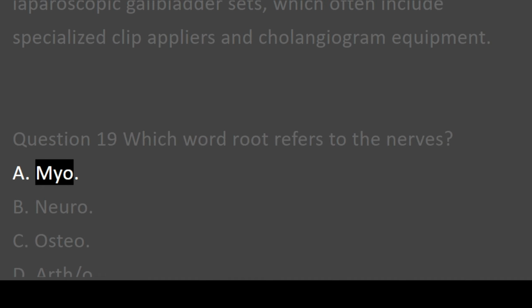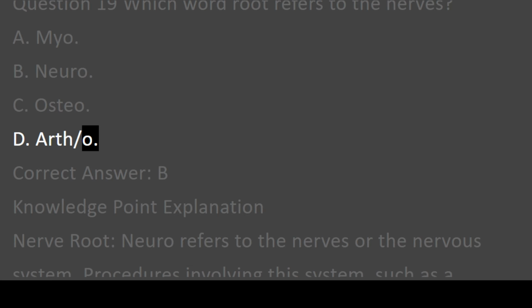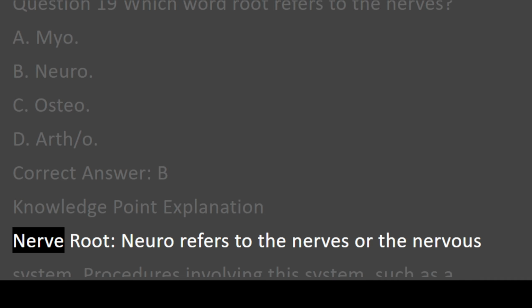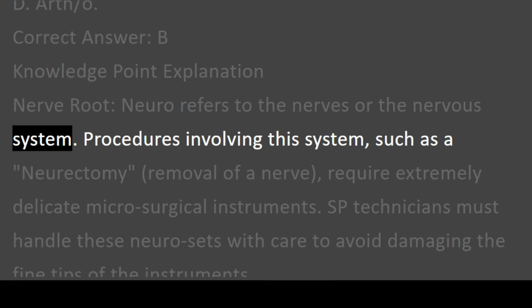A. Myo. B. Neuro. C. Osteo. D. Arthro. Correct answer, B. Knowledge point explanation. Nerve root, neuro, refers to the nerves or the nervous system.